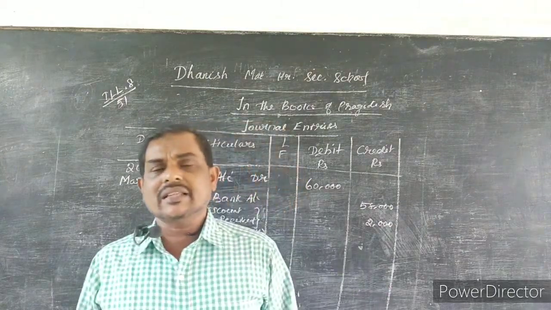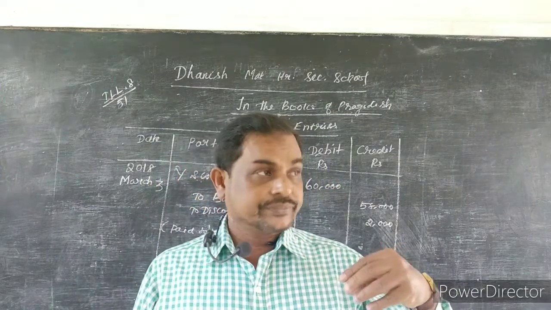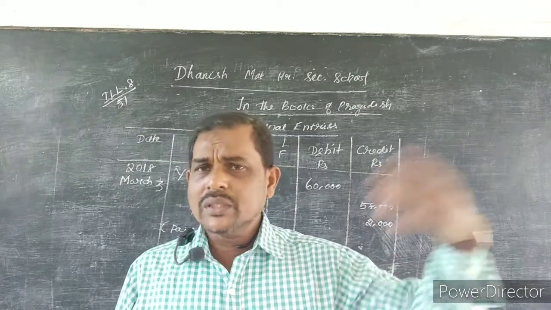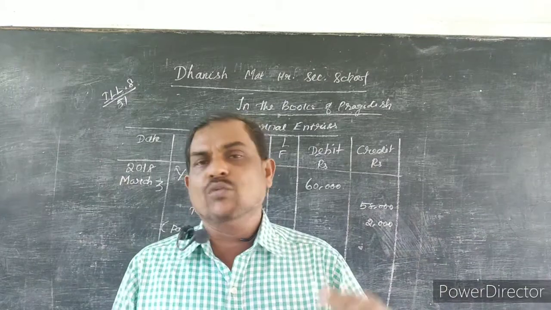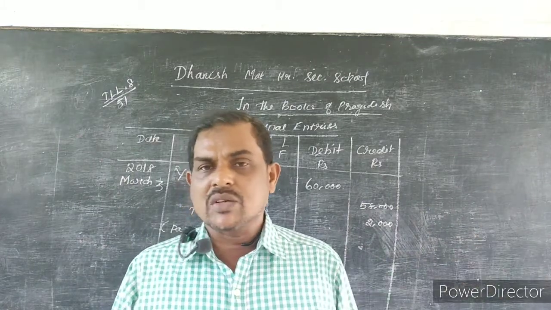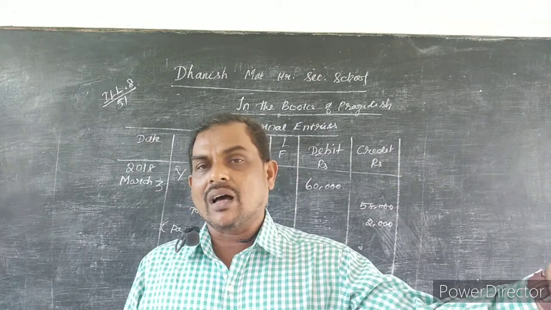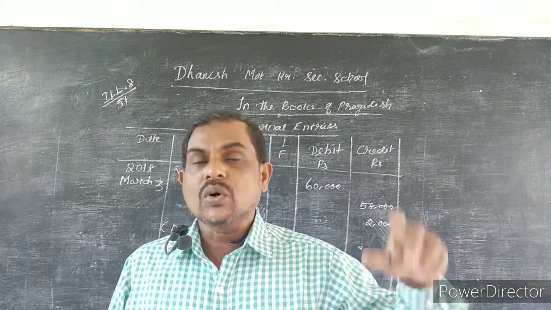What is this? Here there is no cash, there is no bank transaction. I sold the goods to D. When I am selling the goods, I am giving one bill, that is the invoice. I am sending the invoice also. That invoice has been accepted by D, that is the debtor. Yes, I have to pay the money. He has accepted. So that is called what?